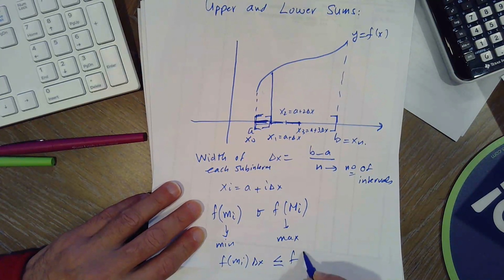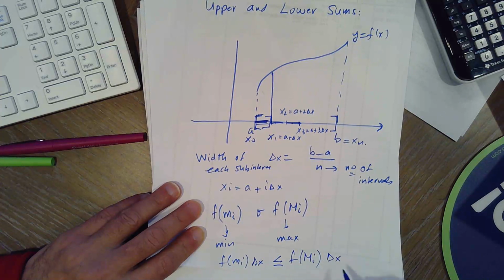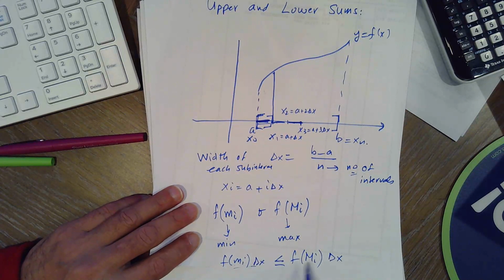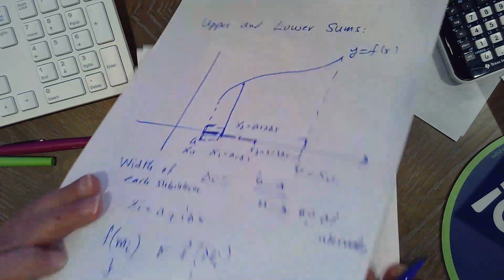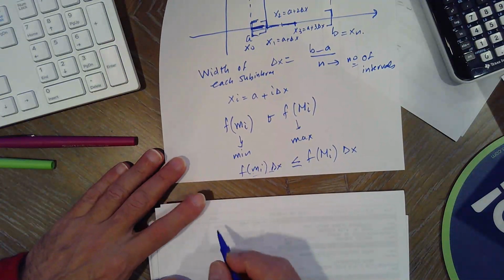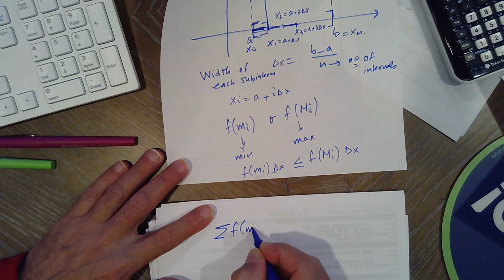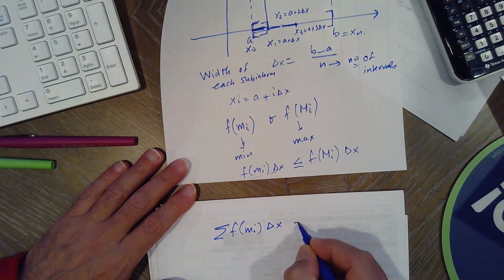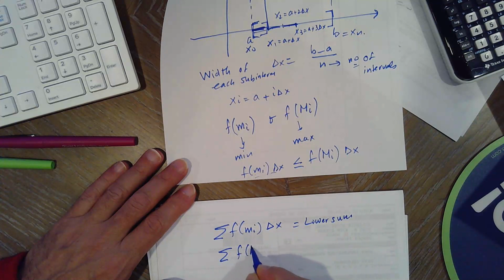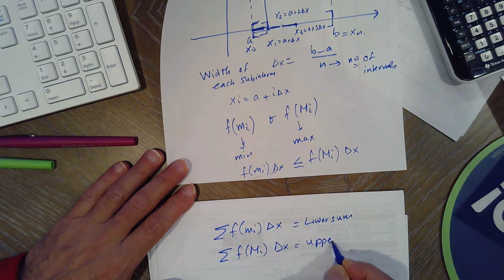That's going to be less than or equal to f of Mi times delta x. Why is that? Because this is the smaller value, this is the bigger value. It makes a lot of sense. This is called an inscribed rectangle, this is called a circumscribed rectangle. If you sum all these inscribed rectangles, this is called the lower sum. And if you add up all these circumscribed rectangles, you get what we call the upper sum. And of course, you're going from 1 to n.